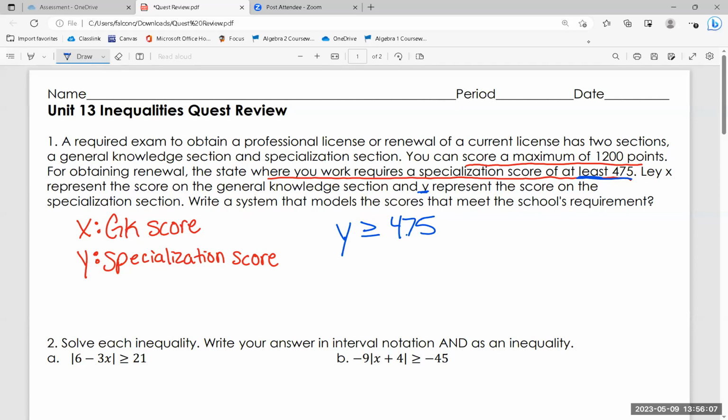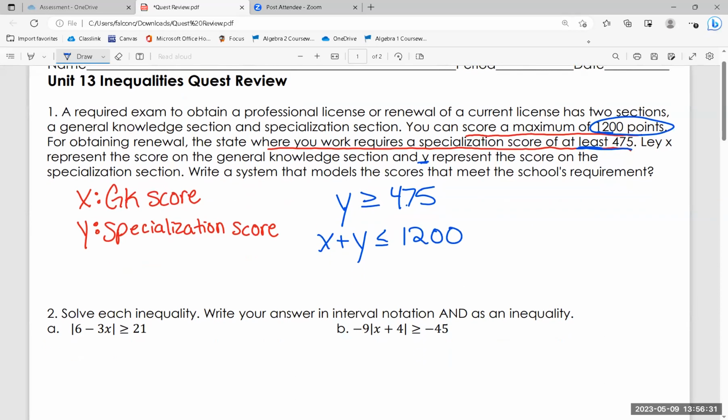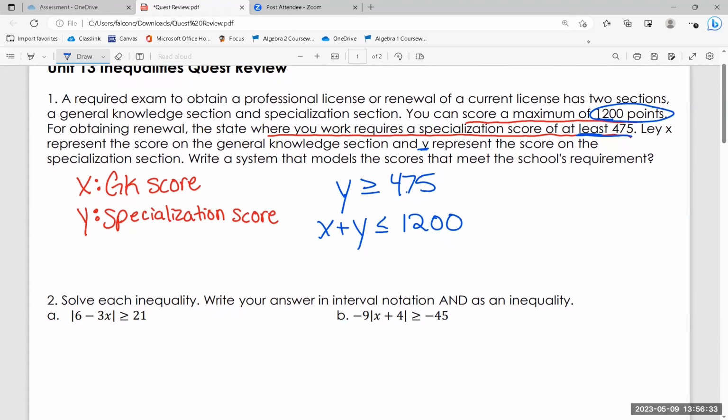Then for the other one, the score of 1,200 points would come from both of the test scores added up together. So X plus Y is going to be a max of 1,200. If we're at a max of 1,200, that means we cannot get a score that is bigger than 1,200. So we want less than, and we could get 1,200 points. That's the max, so we want to be equal to as well. So that would be our system for that one.